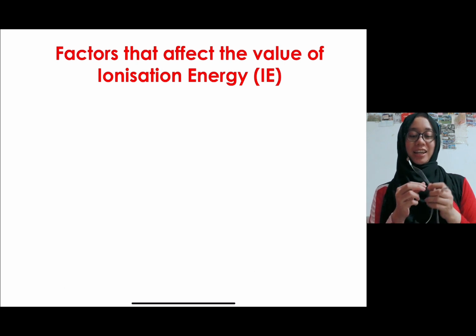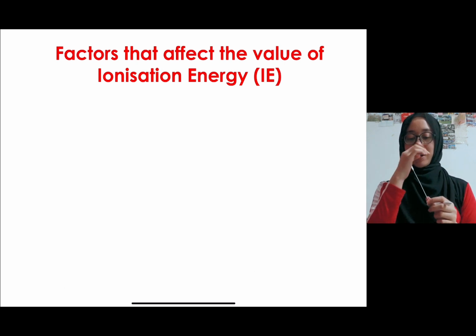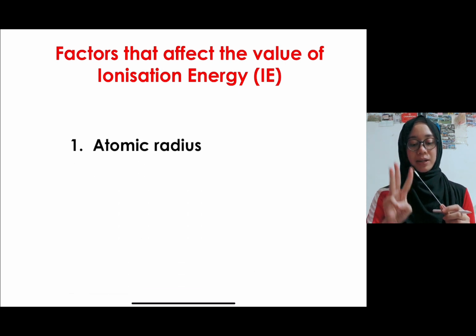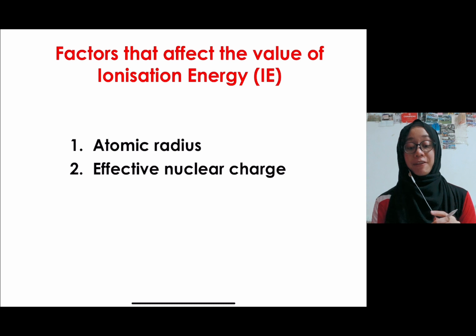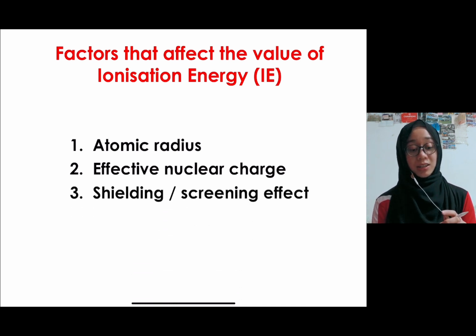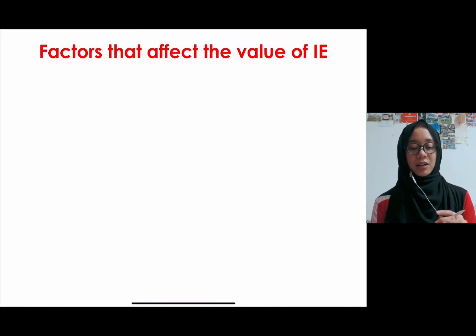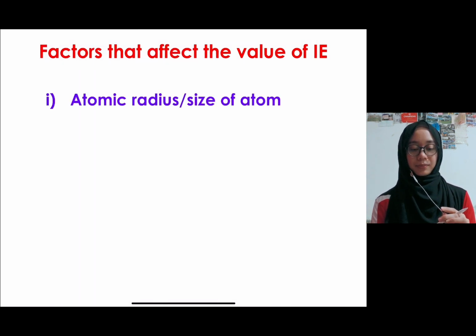Okay, jadi kita tengoklah apa sebenarnya factors that affect the value of ionization energy. Ada 3 benda sebenarnya. First one adalah atomic radius. Okay, the second one is the effective nuclear charge. So sekali lagi kita jumpa ZEF. And then of course, the third one is shielding ataupun screening effect.